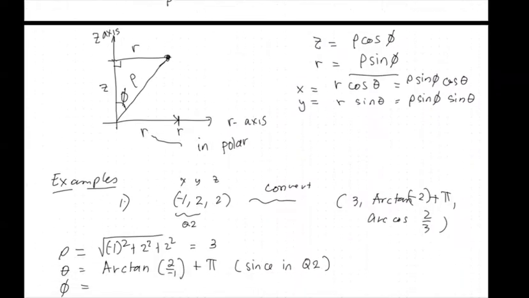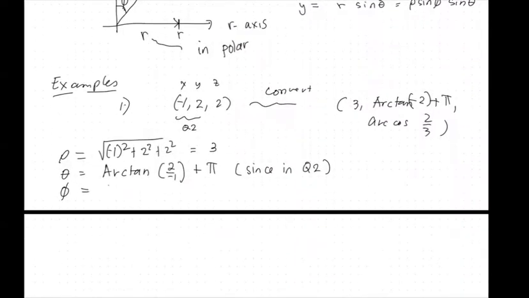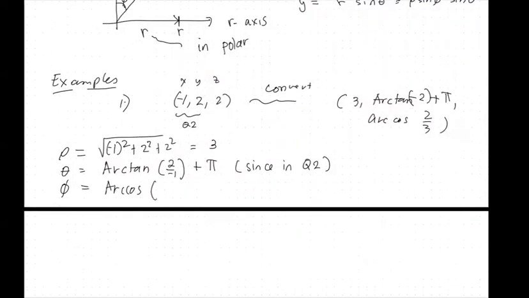And then lastly, we get the following formula. This is the arccos of z over rho. So z is 2 and rho is 3. So that's why you get here your conversion.